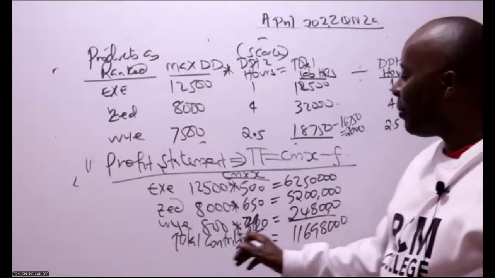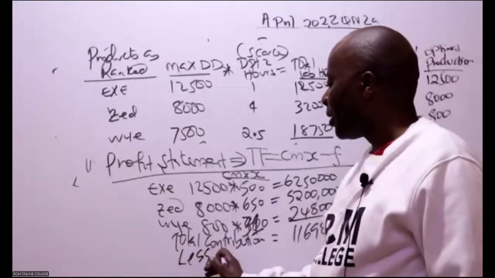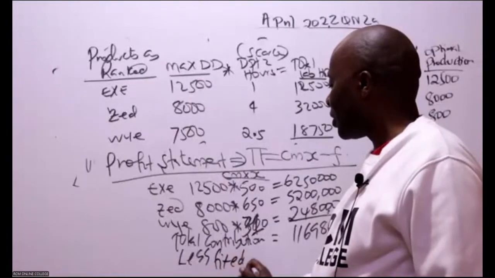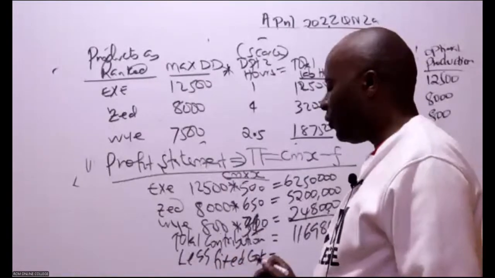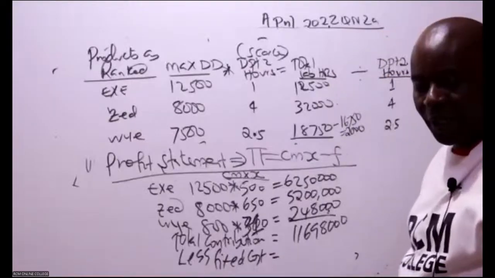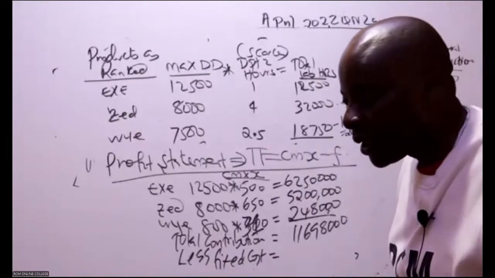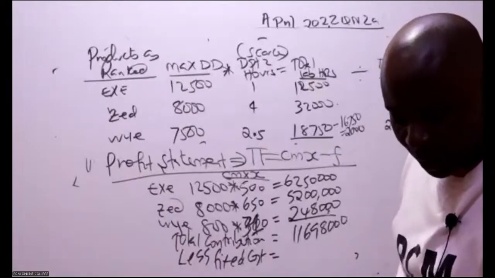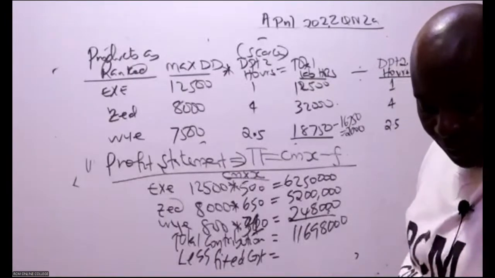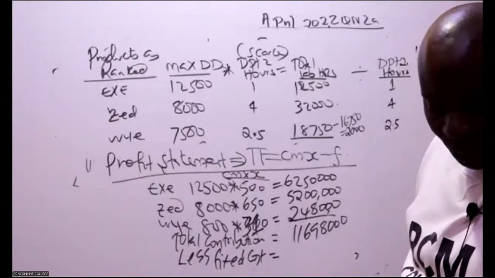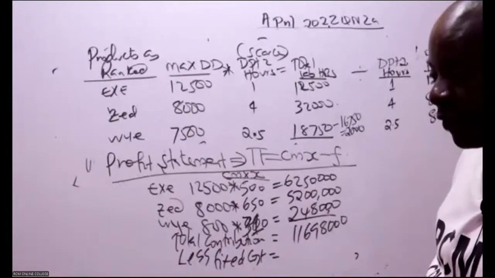698,000. So we come under less fixed costs. Are you able to see the fixed cost of this organization somewhere there? There is a fixed cost of this organization. I'm able to see a figure there. Yeah, note number 3. Fixed cost is 5 million.